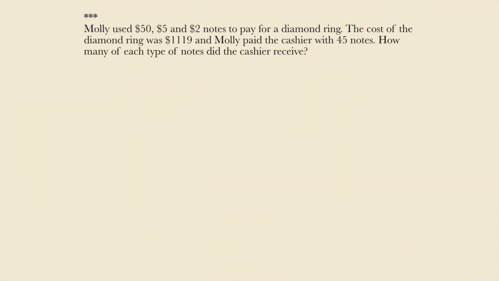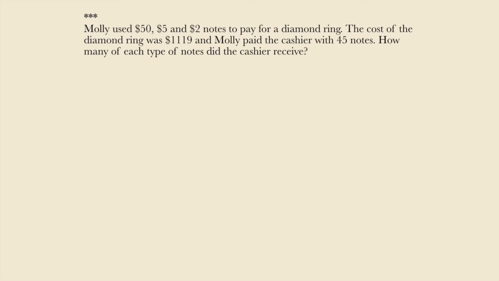And now level 3 questions. Molly used $50, $5 and $2 notes to pay for a diamond ring. The cost of the diamond ring was 1119 and Molly paid the cashier with 45 notes. How many of each type did the cashier receive?